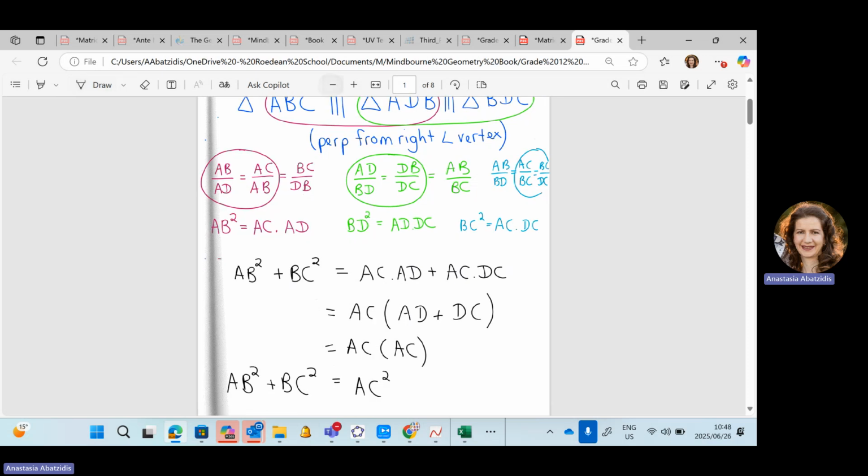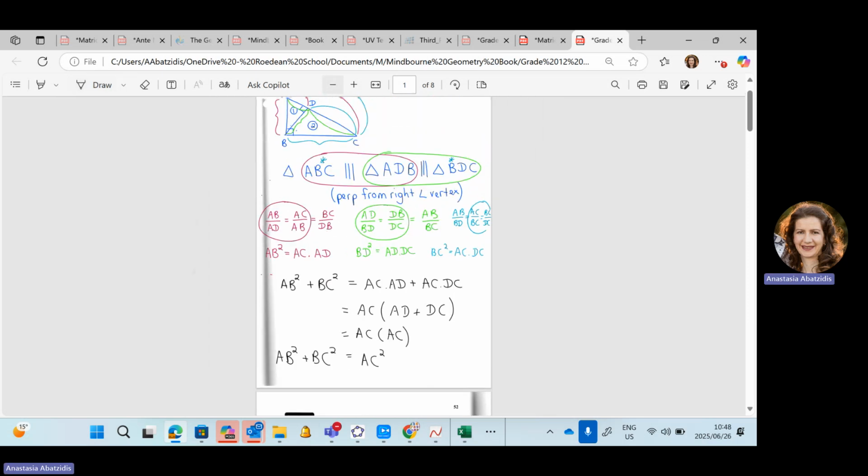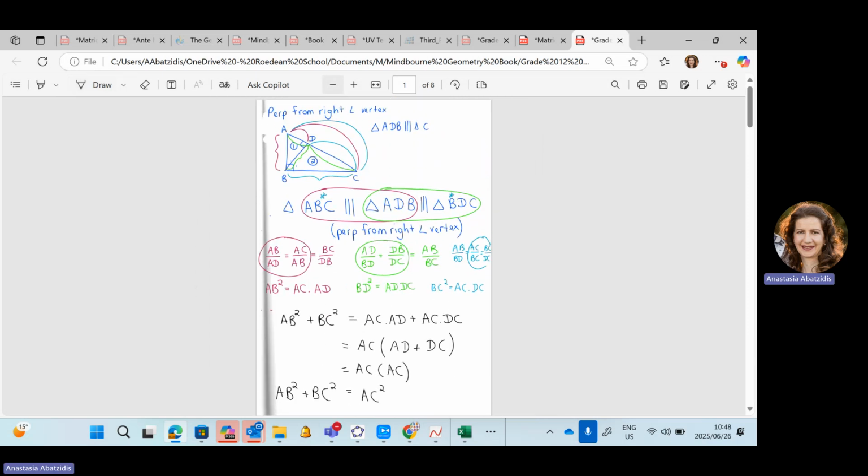What have I just proved? AB squared plus BC squared equals AC squared. What have I just proved? That's the proof.